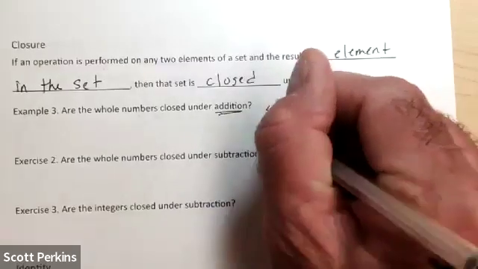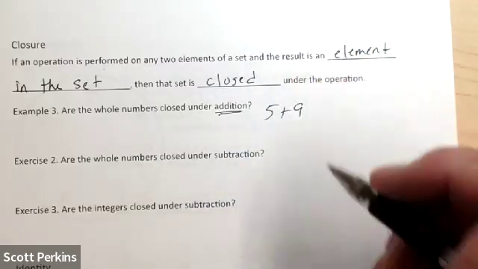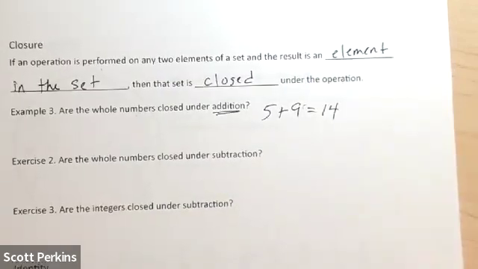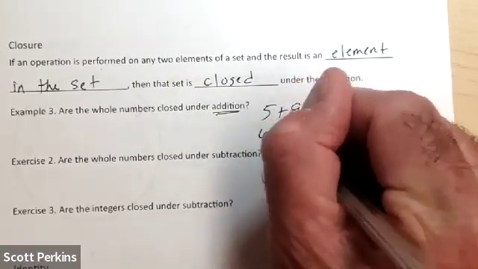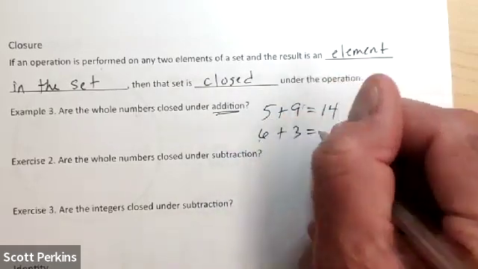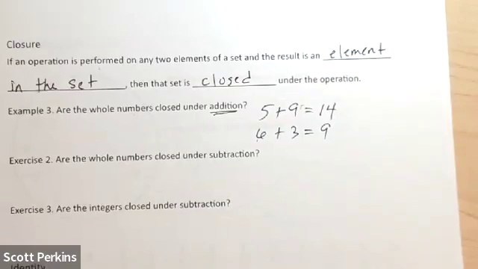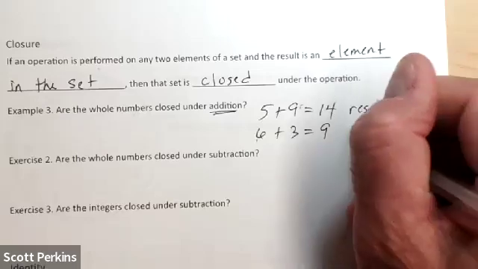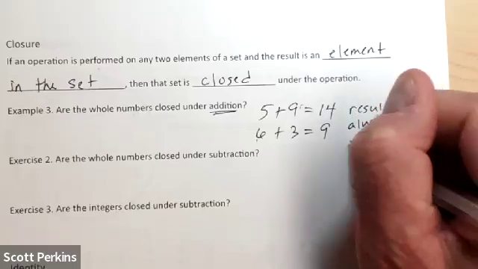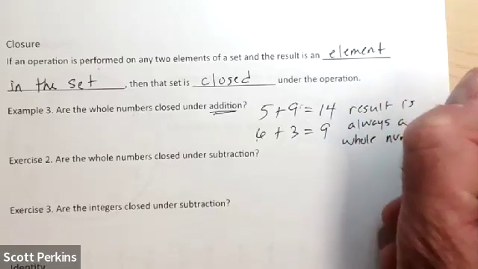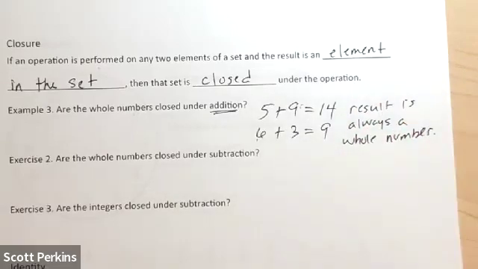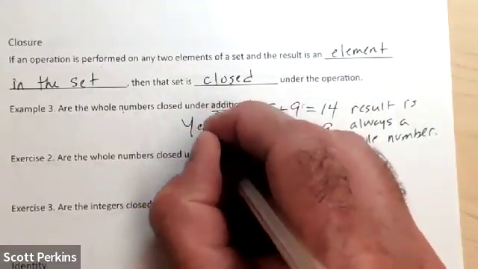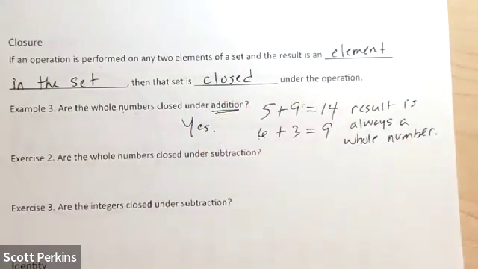Let's pick 5 plus 9. 5 is a whole number. 9 is a whole number. What do I get there? 5 plus 9 is 14. That's another whole number. Let's take 6 plus 3. 6 is a whole number. 3 is a whole number. That's 9. And so every time I pick whole numbers, the result is always a whole number. And so what that means is the whole numbers are closed under addition. Are the whole numbers closed? Yes. Now you might be thinking, okay, that seems fairly reasonable.